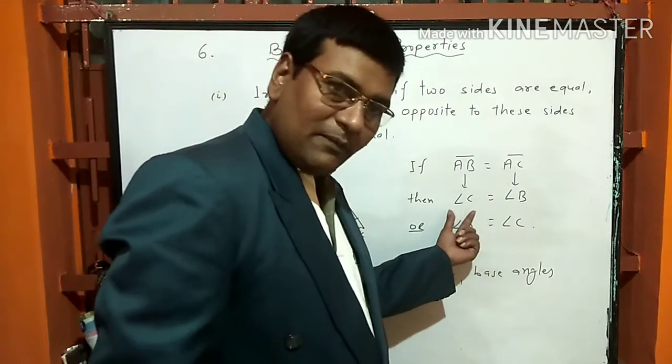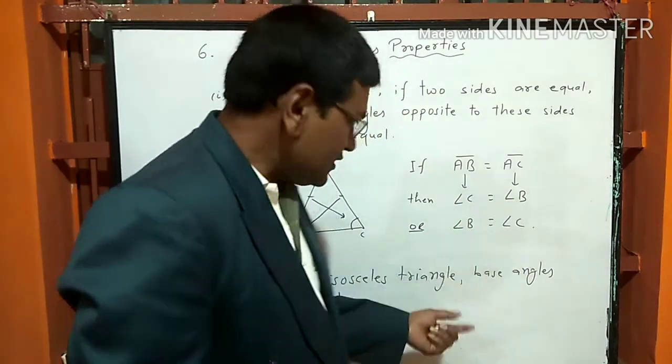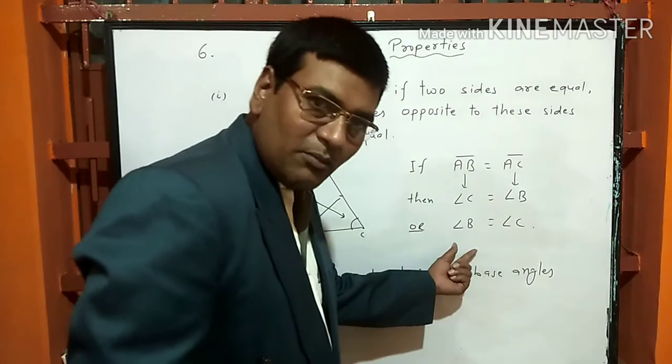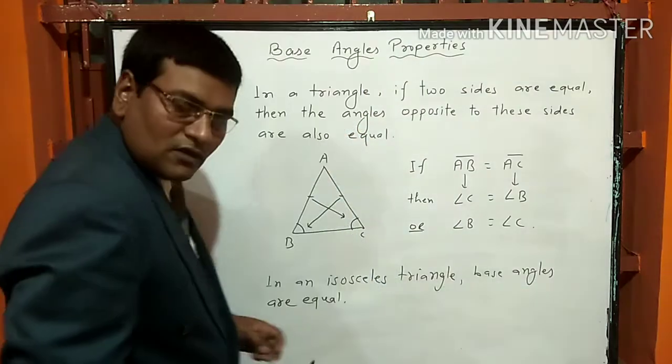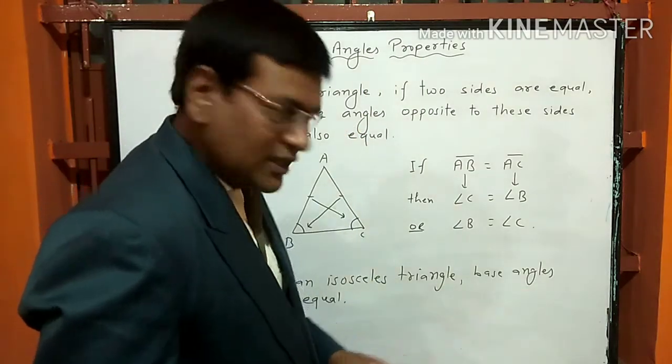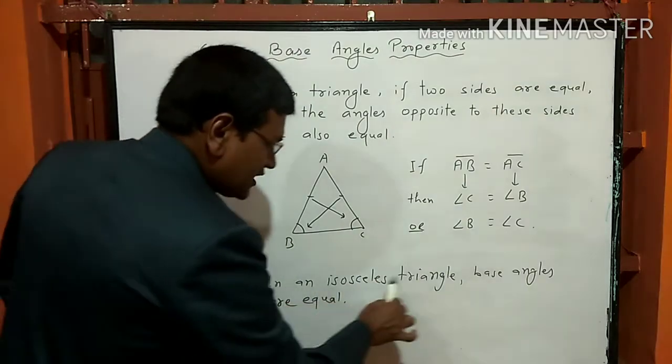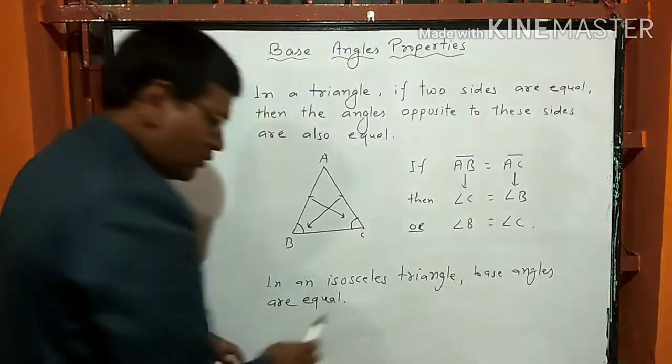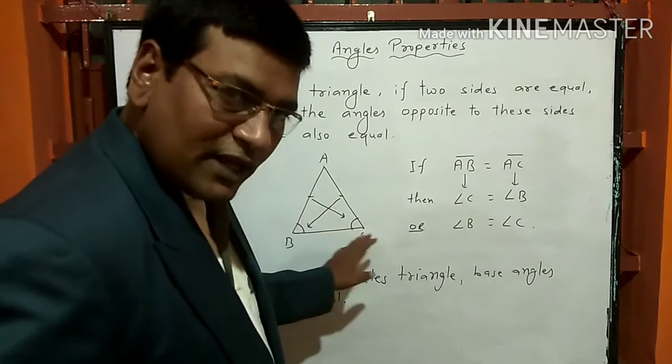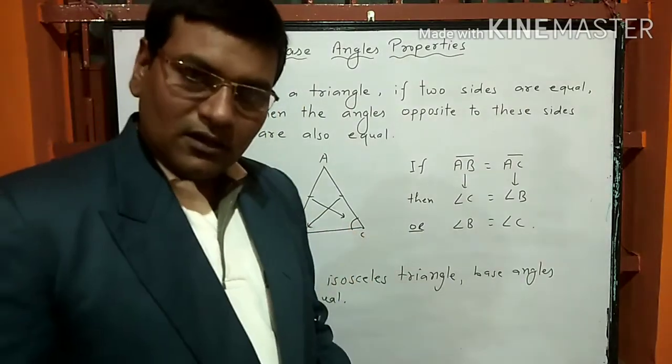Since you can write left hand equal right hand or right hand equal left hand, it is also written as angle B equal angle C. In another way, you can also say that in an isosceles triangle, base angles are equal. Isosceles triangle, base angles are equal.